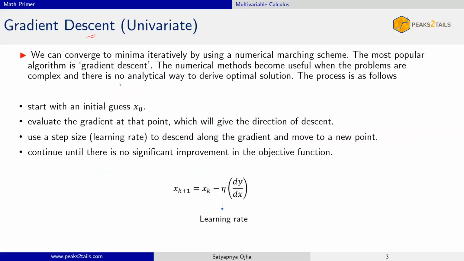This is pretty much what I have written here, so you can read this, right? So the steps are like this. Start with an initial guess, x0. Evaluate the gradient. Gradient is a more general term. So in two dimensions, we have slope, but in higher dimensions, this will become gradient, okay? Evaluate the gradient at that point, which will give the direction of the descent. We are descending. Use a step size learning rate to descend along the gradient and move to the new point. Continue until there is no significant improvement in the objective function. So this is our infrastructure, okay?